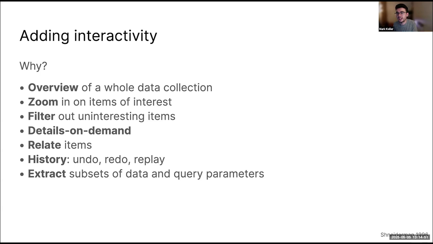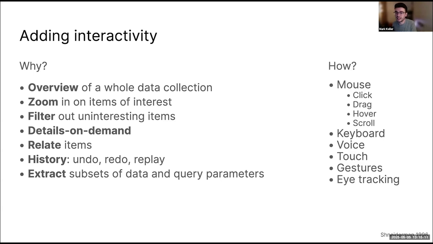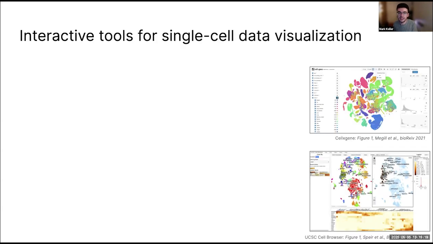So then we can think about how to add interactivity. We might add interactivity to get an overview of a data set, to zoom in to items of interest, to filter out uninteresting items, to get details on demand, to relate different items to each other, to undo or redo these interactions, or to extract subsets of the data. We can do all this using computers, using the mouse or keyboard or other types of interactions. And then you might ask if there are interactive tools for single cell data visualization, which there are. You can see on the right these two tools, Cell by Gene and UCSC Cell Browser.